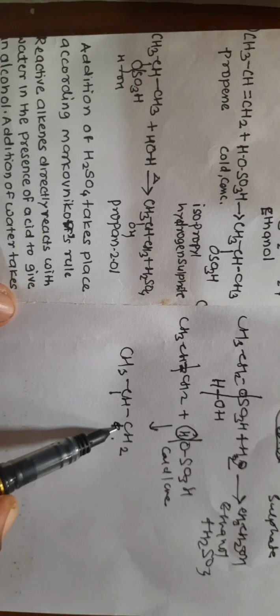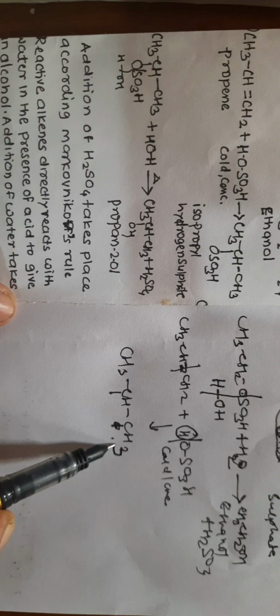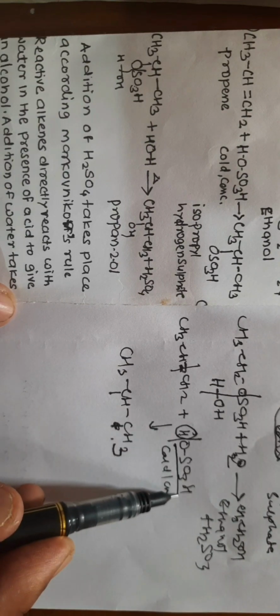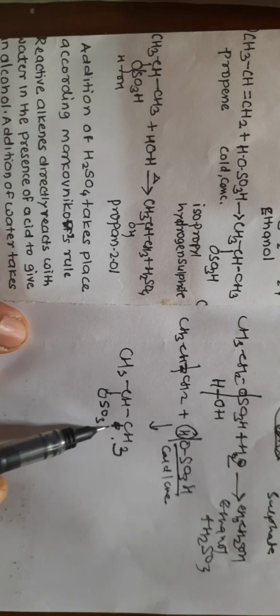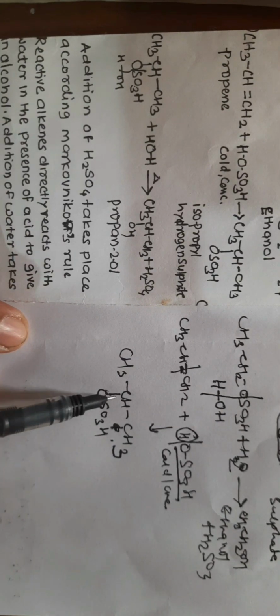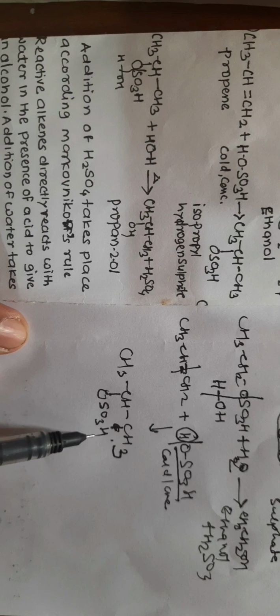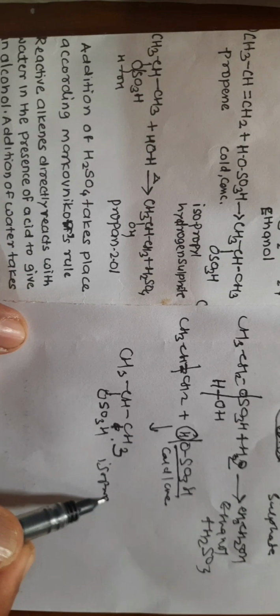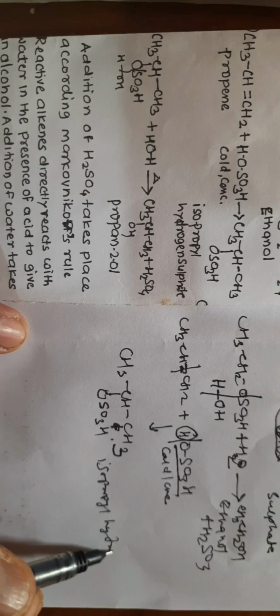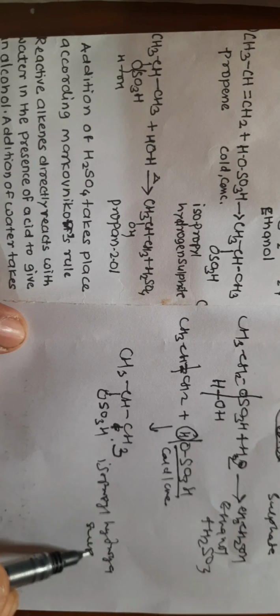It means that this CH2 gets converted into CH3, and this part OSO3H is attached to this carbon atom. The name of this compound is sec-propyl hydrogen sulfate, or it is also known as isopropyl hydrogen sulfate, is obtained.